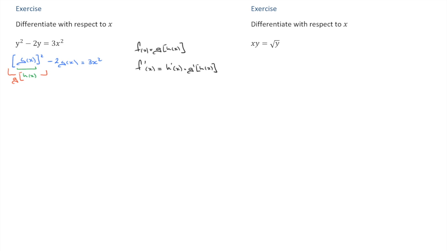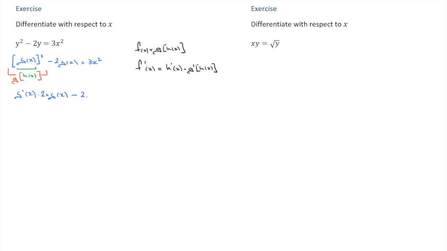So we have g of h of x there. Now we can differentiate using the chain rule. So we'd have h dash of x, that would be in this case y dash of x, times g dash of h of x. So that would be the derivative of the square function, so that would be 2 times y of x.